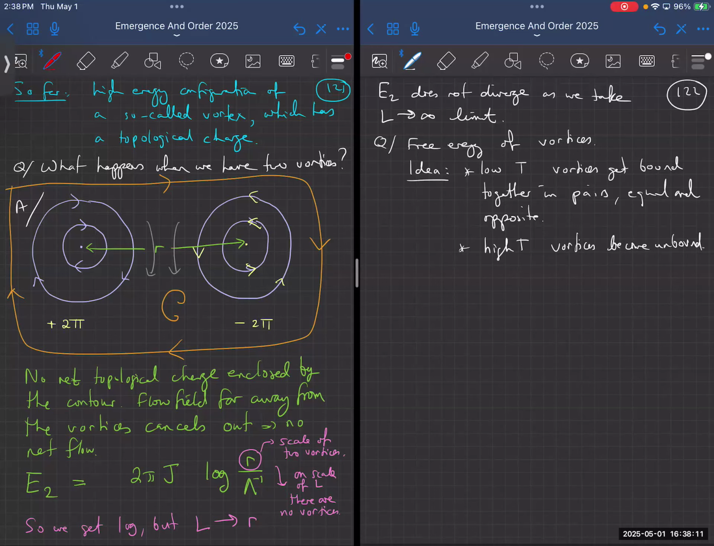Now, this clearly is not going to happen energetically, because energetically, if they're bound, that's always going to be favored, and so far I've just calculated energy. Up to now we just computed the energy, but if we're going to do thermodynamics, we need the free energy.